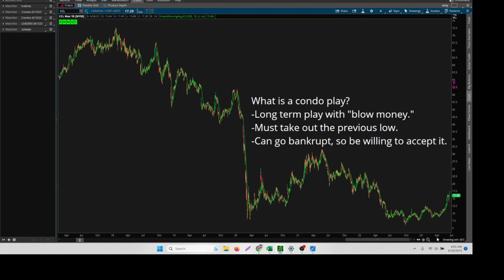And let me just kind of break CCL down here, and then we'll go over this condo list because I know you guys want it. Let's look at CCL. This is a daily max, just to show you here. It's a max 1D on Thinkorswim. And this is what I do.